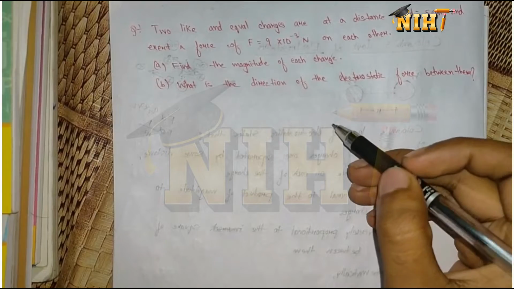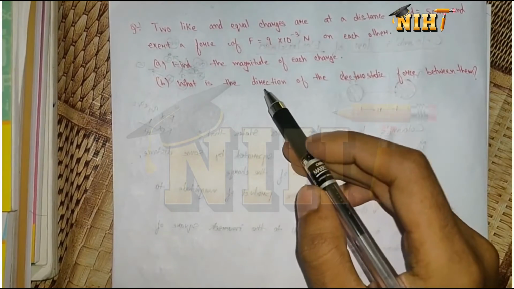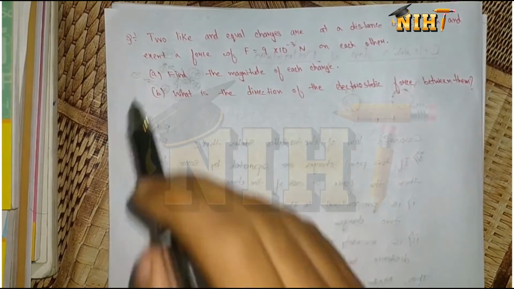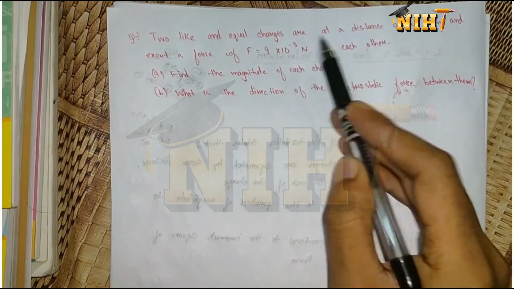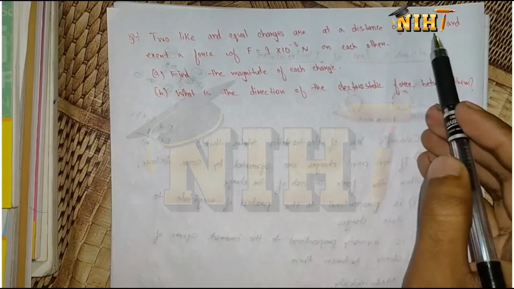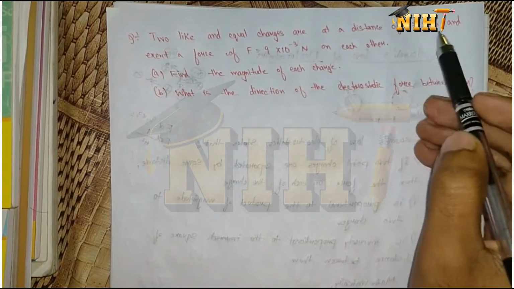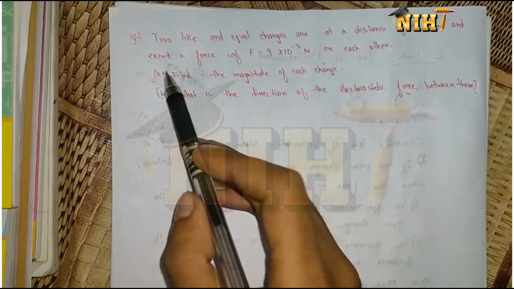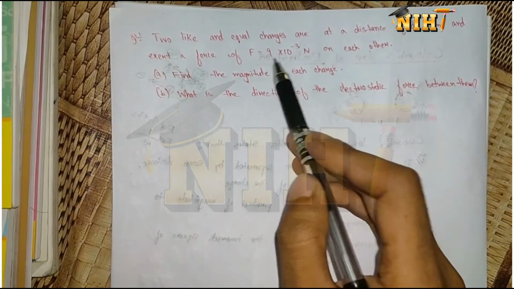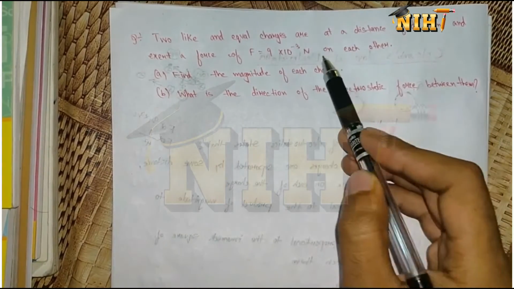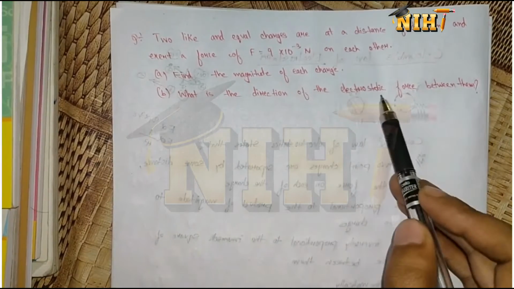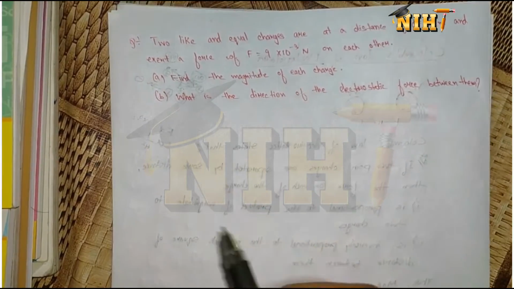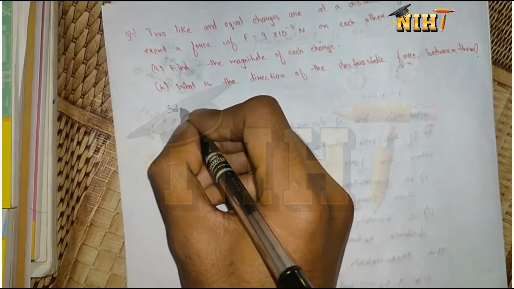Now, in order to make concepts clear, I have chosen a numerical. The question is: two like and equal charges are at a distance of d equals 5 centimeter. D is the distance between them. They exert a force of F equals 9 into 10 to the power minus 3 Newton on each other. Find the magnitude of each charge and the direction of the electrostatic force between them. This is the question. So let us move to the solution.